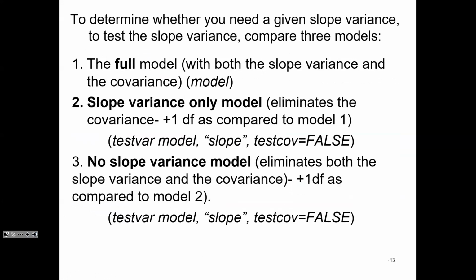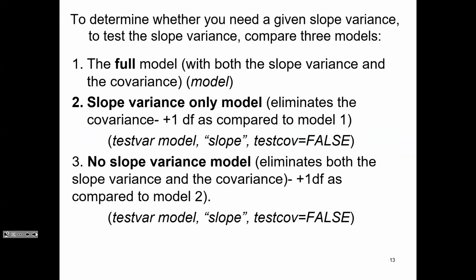So we want to determine whether we need a particular slope variance, right? You could sort of imagine there are three models that I might want to think about. This full model that has the slope variance and the covariance. I could compare that to a model that has the slope variance but no covariance, right? And that's going to be test bar, whatever the name of your model is, slope, the name of your level one variable, and then you say test cov equals false. Okay, so now I'm not testing the covariance in that model.